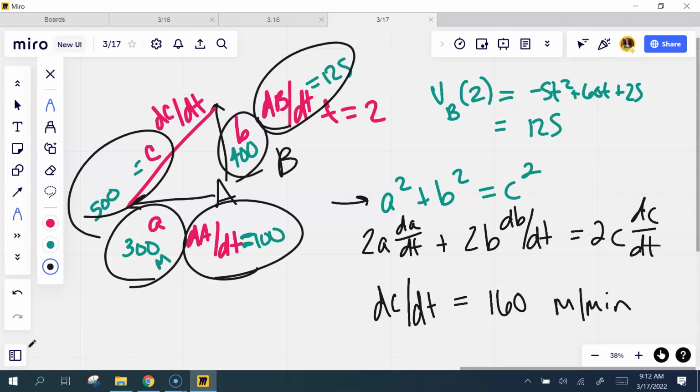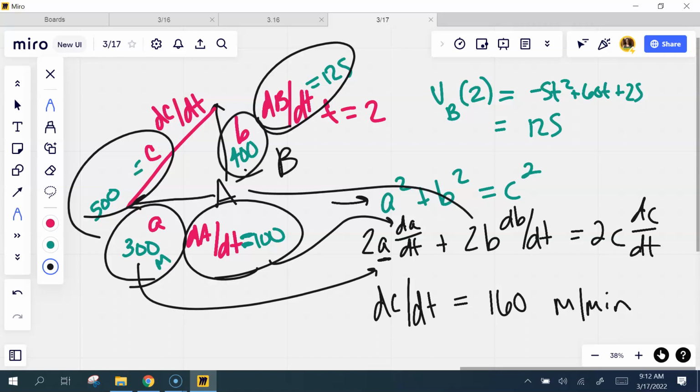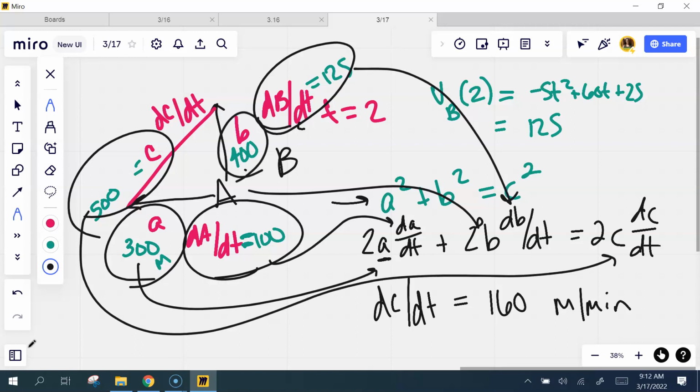That's okay. Look, I have A, right? A is 300. dA/dt is 100. B is 400. dB/dt is 125. C is 500. And dC/dt is what I'm trying to find.